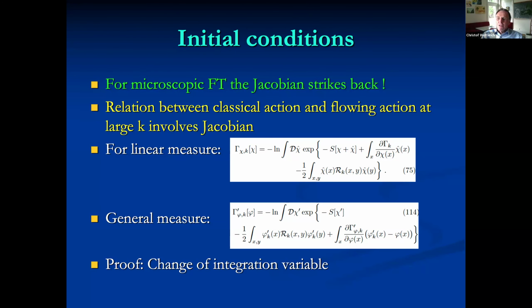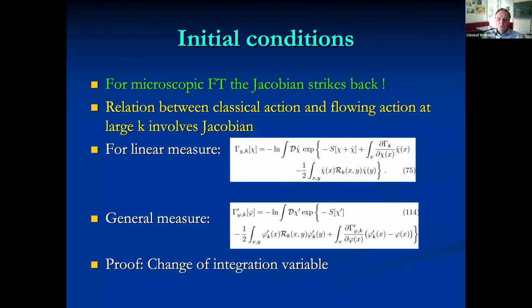There again, you will get the Jacobian. You see it in a simple way. If you have a linear measure, then you can transform your defining implicit functional integral in a simple way, where now the cutoff term just is bilinear in the fluctuations. If k goes to infinity, this is a Gaussian functional integral that becomes exact. You can then simply get that gamma chi is given by the classical action.